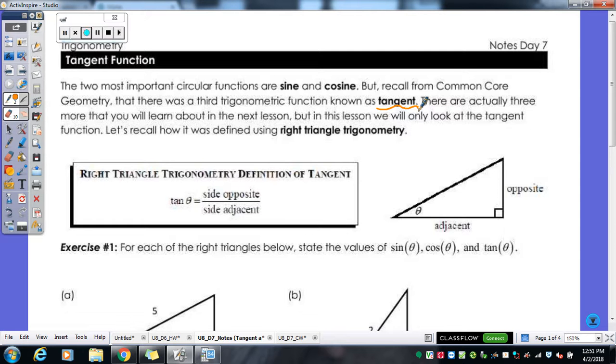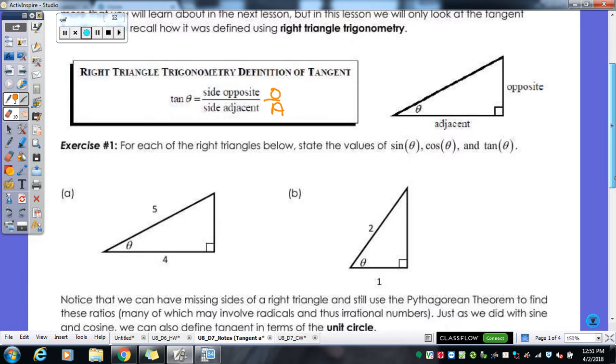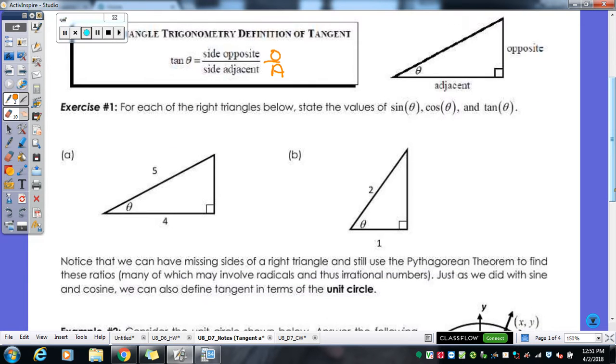Tangent is your opposite over your adjacent side, and I've got my little picture of my triangle over there to the right. Opposite over adjacent, yes, your TOA. So example 1: for each of these right triangles, we're going to state what the sine value is, the cosine value, and then the tangent value.